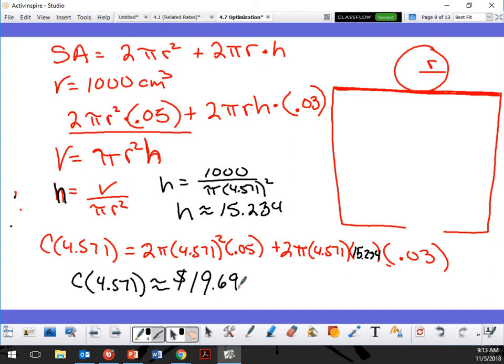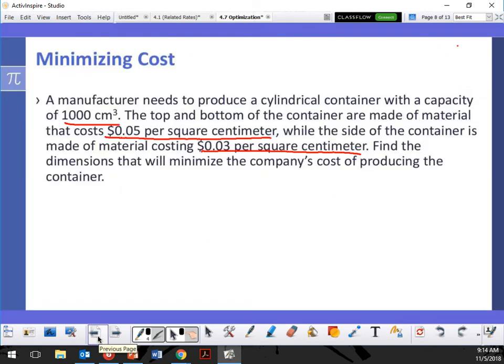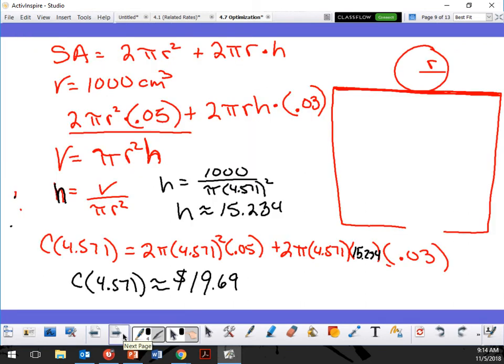And what are my units on this one? I know it's money, right? Dollars a centimeter, square centimeter? Just dollars. Dollars per what? Per cylinder. So per container, right? Because at the very beginning of this, I started with a manufacturer needs to produce a cylindrical container. There we go. Per container, or per unit. Per unit would be good too.